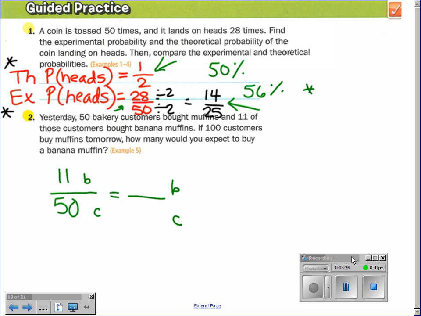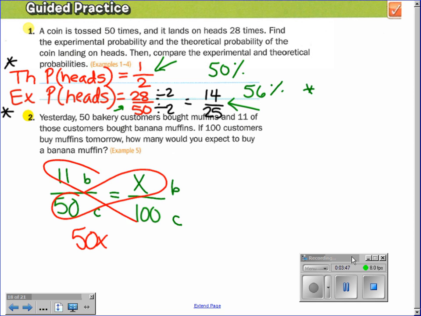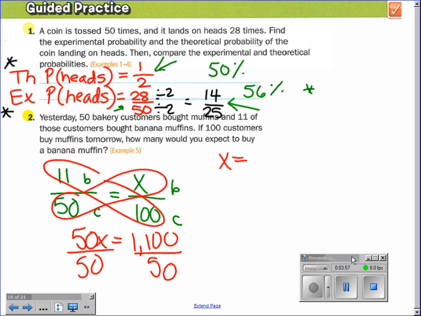The next day, there are now 100 customers. Can we predict how many will be banana if it stays the same? So we would do what? 50x equals 1,100. Divide by 50. Divide by 50. And how many would we end up having? What'd you get? 22. And then what? What would we say? Because we got to be specific. What does this 22 stand for?